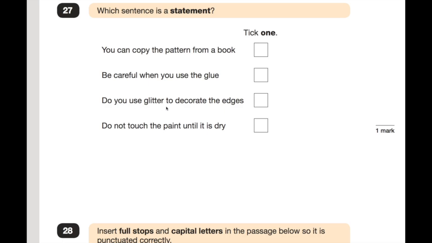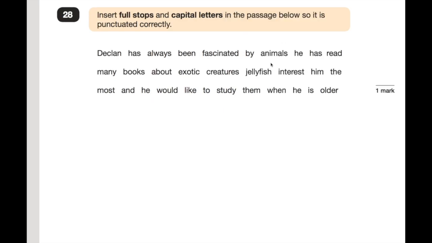The one above that, do you use glitter? Well, we know that's a question. And the second one, be careful when you use the glue. Again, that's a command. It's telling you to do something or not to do something. And the last one, you can copy the pattern from a book. That's a little bit of information for you. Therefore, it's a statement.